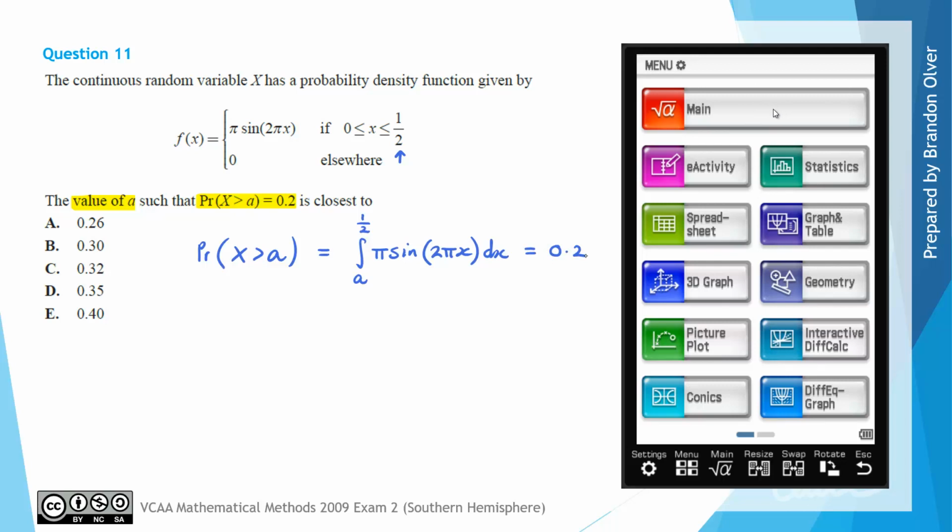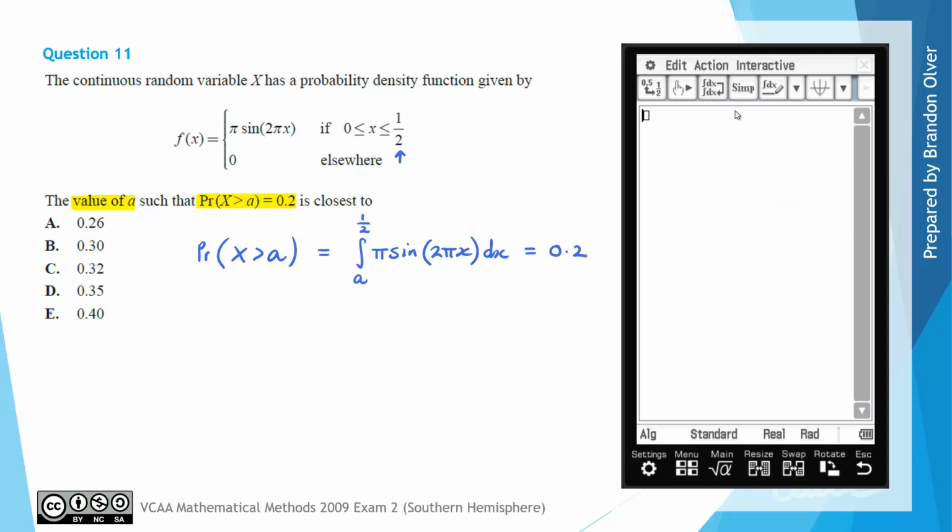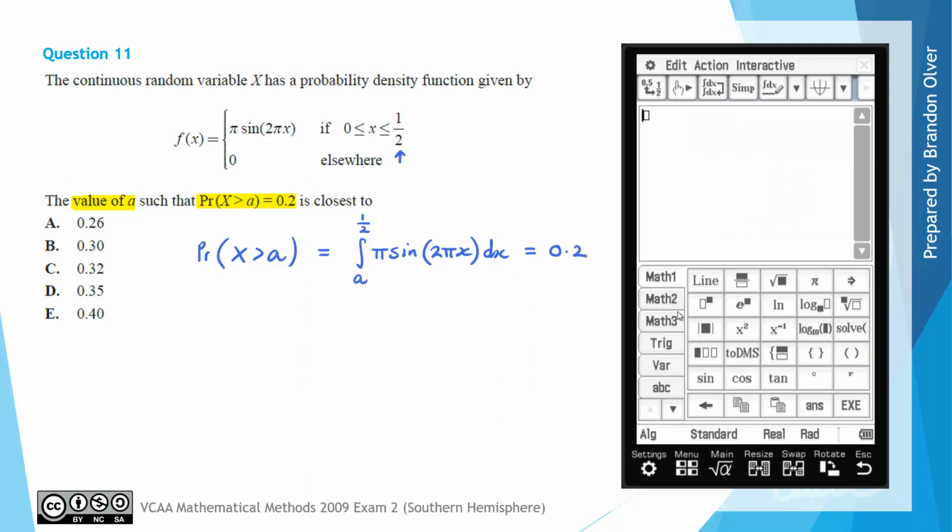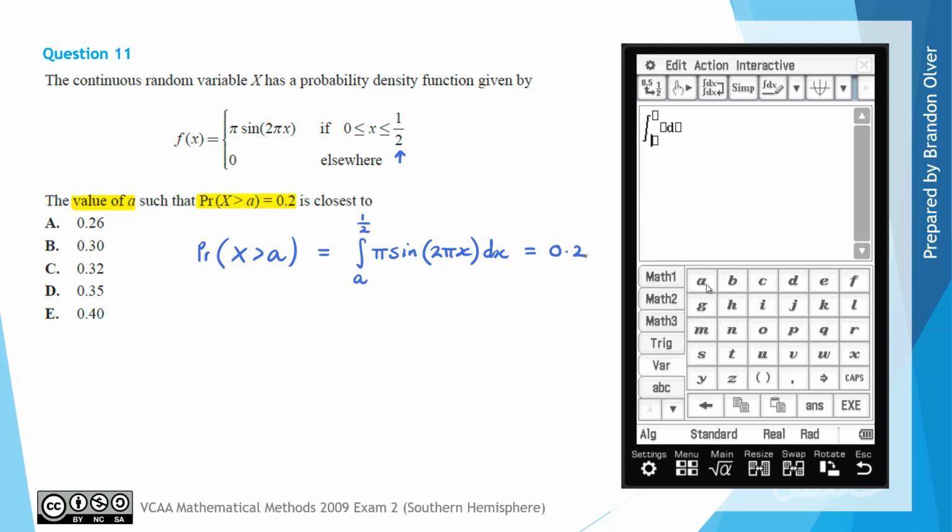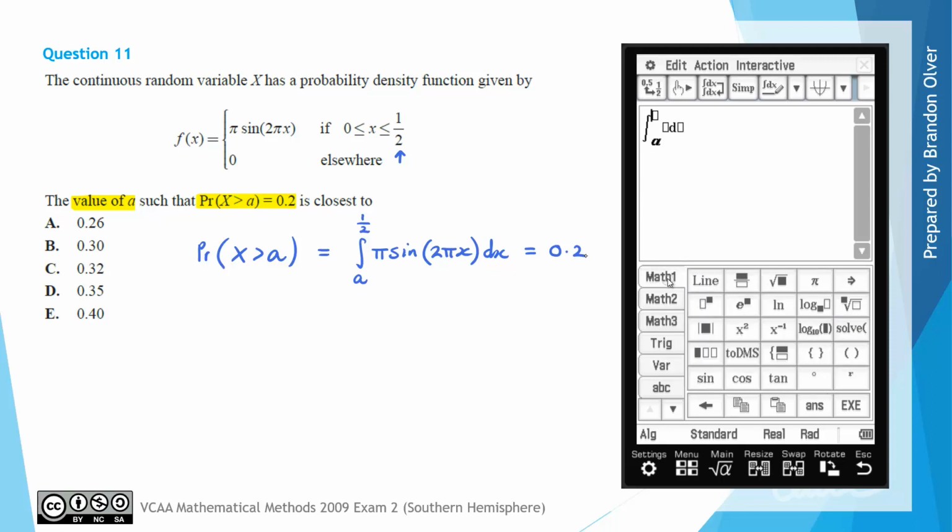On the CAS calculator, go into the main menu. Next we want to type in the integral, so we go keyboard math 2 and get up the integral symbol. We want to go from a lower bound of a to the upper bound of 1/2, and then the rule is pi times sine of 2 pi x, and then we need to go into that box at the end and put dx there, and then we actually need to press the across arrow to go outside of that box. So you can see that the flashing line's now quite large, and we need to set that equal to 0.2.